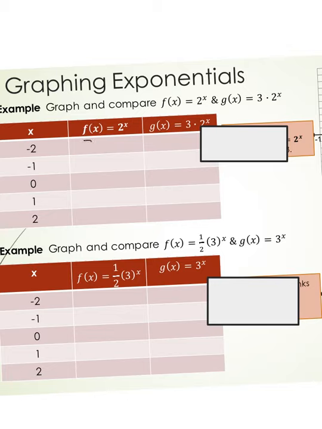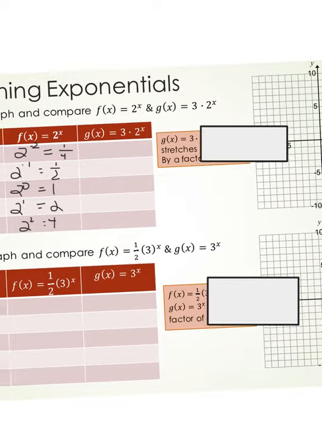So we'll start off with 2 to the negative 2 power, which is 1 over 4, 2 to the negative 1 power, which is 1/2, 2 to the 0 power, which is 1, 2 to the first equals 2, and 2 squared, which equals 4. And we will graph these ordered pairs.